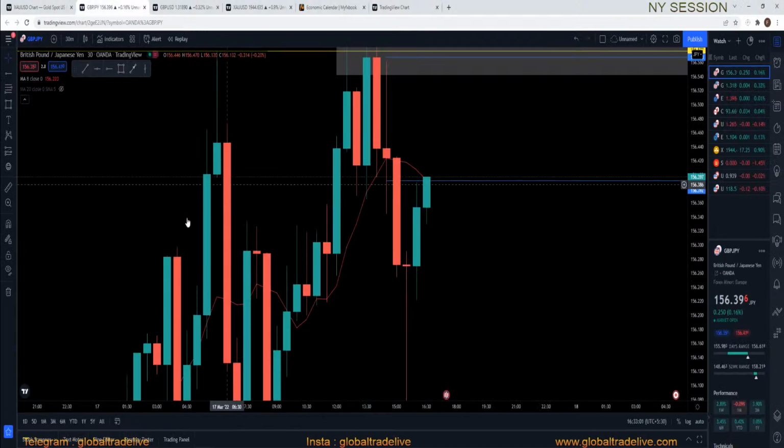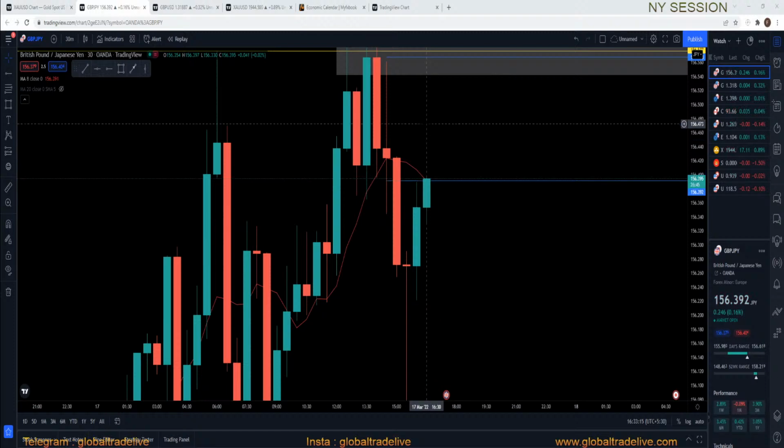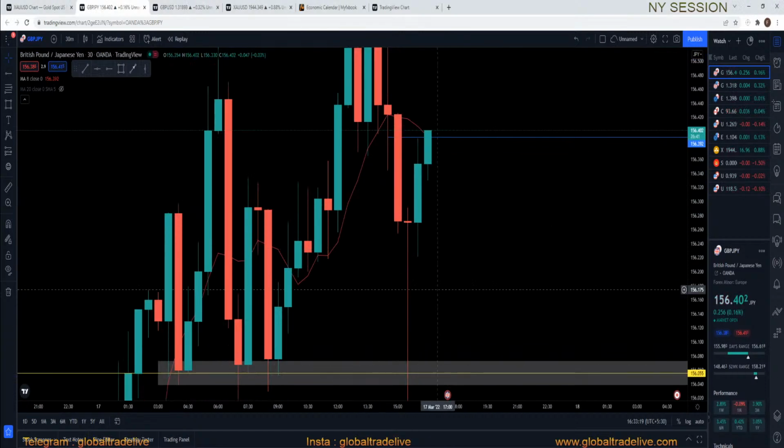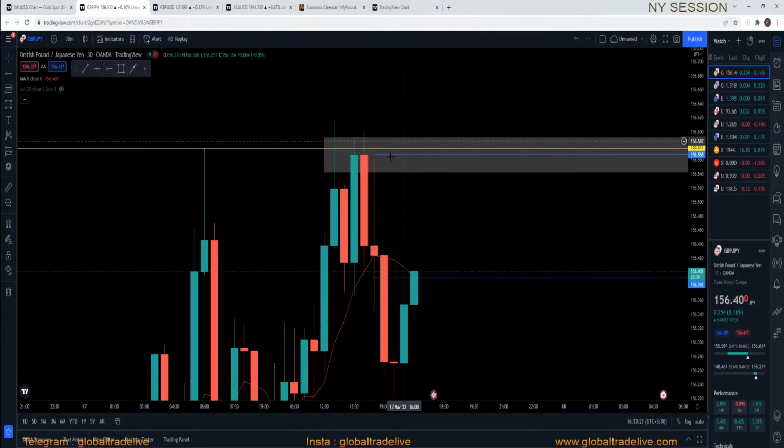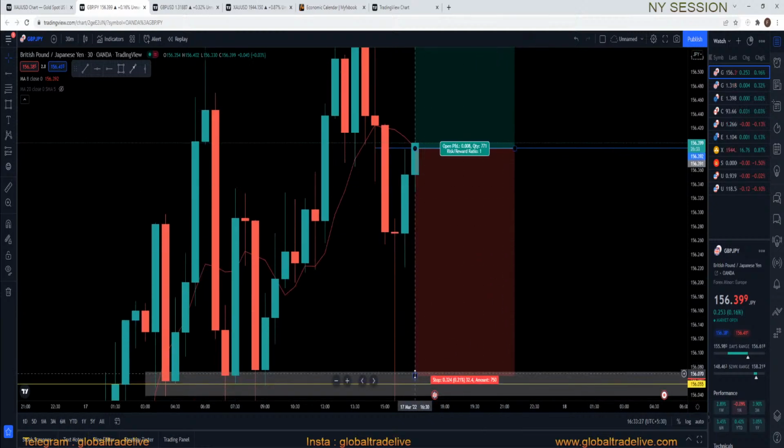Took a buy trade in GBP JPY over here, keeping stops at the low of the current 30-minute candle, anticipating that the price should be moving up from this area, because now it's leaving this area. Now it has to move up and tap this zone. So yeah, that's the analysis for this trade.